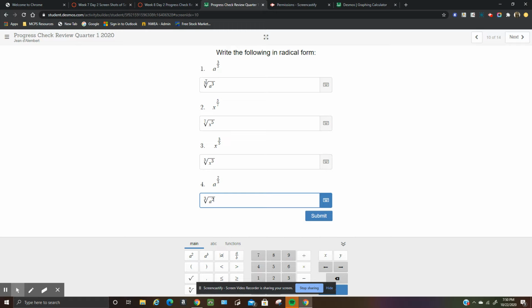So the denominator is the root, given by the radical symbol. The numerator is the exponent of the variable.